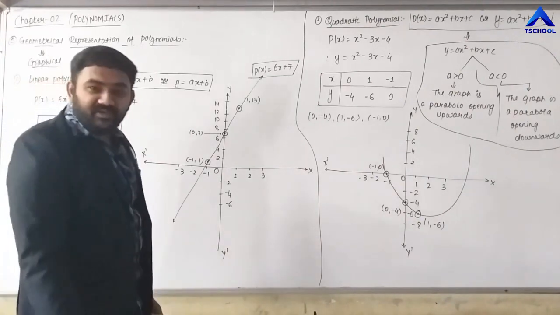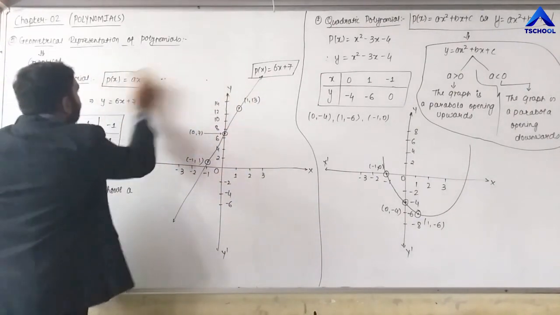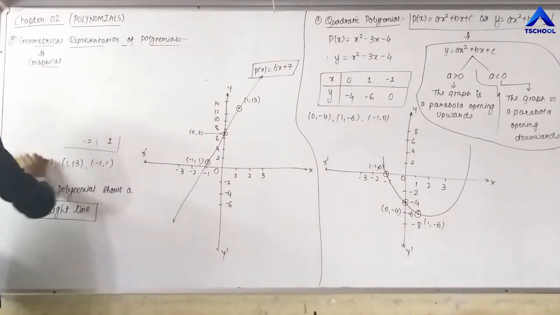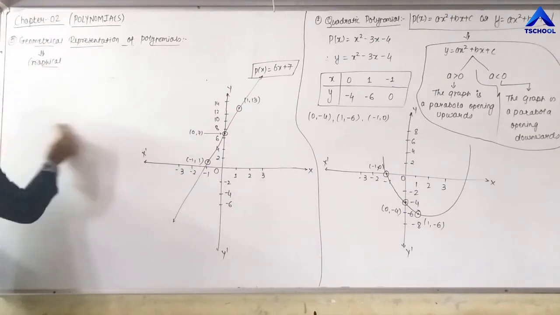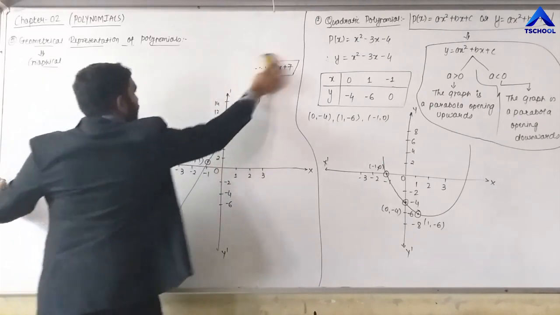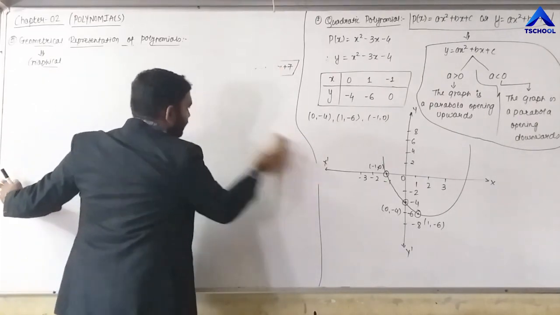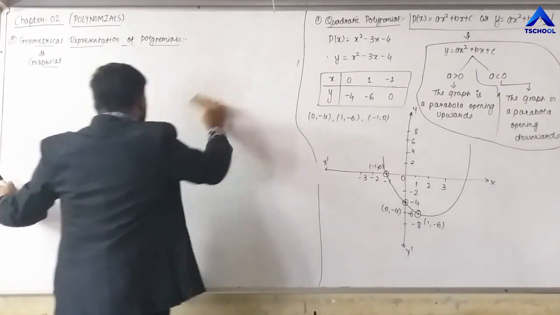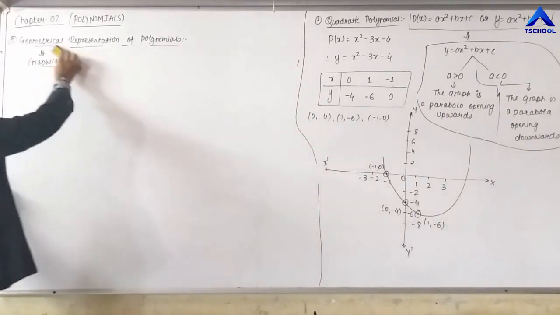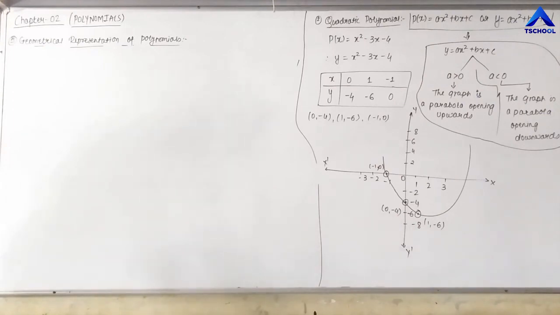Okay, got it, friends? Let us move further with the third kind of polynomial, that is a cubic polynomial. Right? So what is a cubic polynomial? A polynomial having degree 3 is known as a cubic polynomial. So let me write it down here.